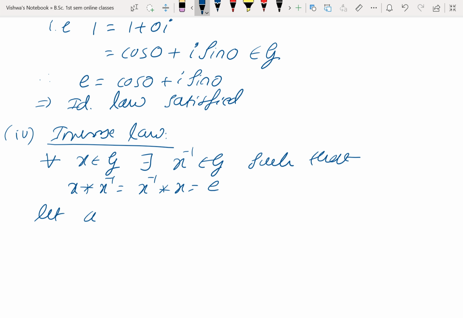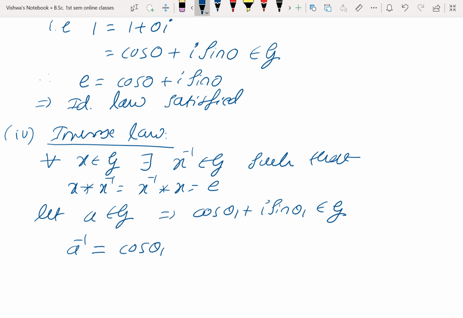Let A belongs to G, that A is equal to cos theta 1 plus i sine theta 1 belongs to G. Now consider A inverse as cos theta 1 minus i sine theta 1. So here also it is in G, because the elements of G are in the form of cos theta plus i sine theta, where theta is a real number. If theta becomes minus theta, then sine theta becomes minus sine theta. So let us consider A inverse as cos theta 1 minus i sine theta 1. Now check whether the given condition will be satisfied or not.